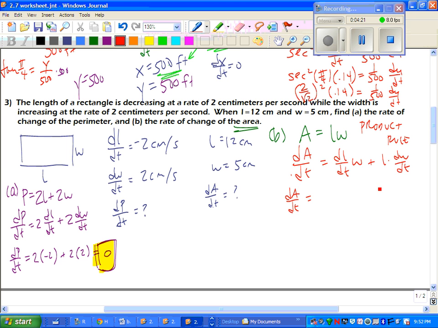We can go ahead and substitute these in. dL dt we know is -2, width is 5, plus L is 12, times dW dt, which we know is +2. So -10 plus 24. Our change in area with respect to time is 14 centimeters squared per second.